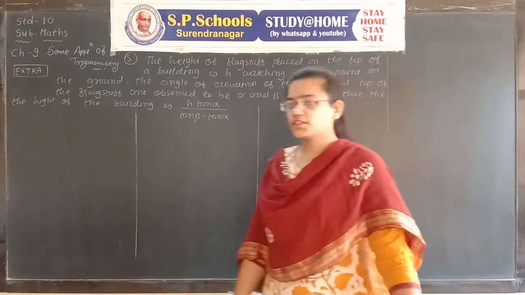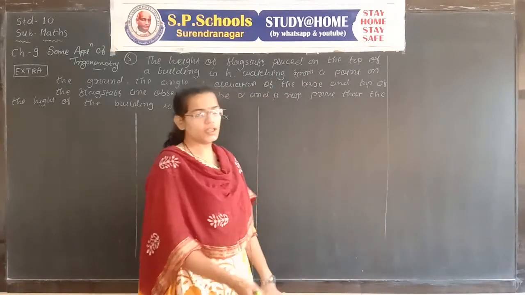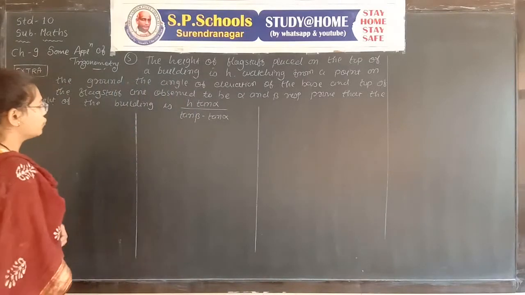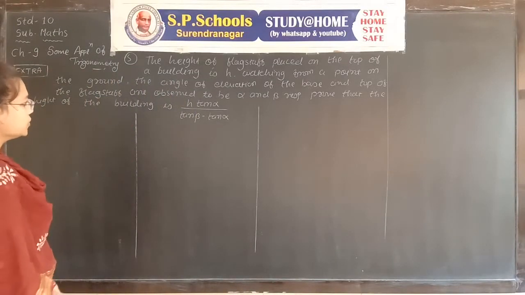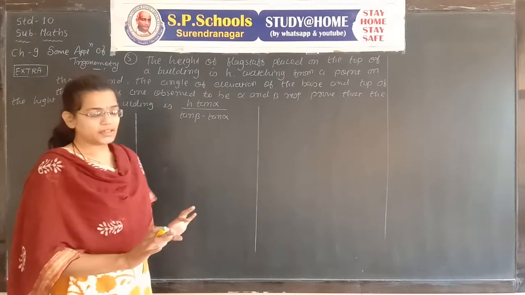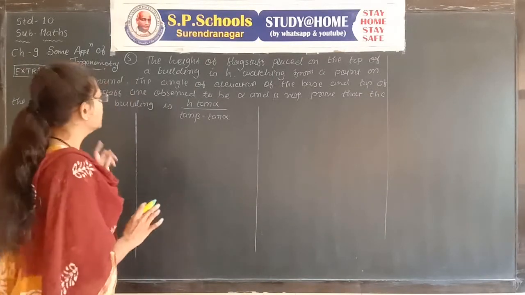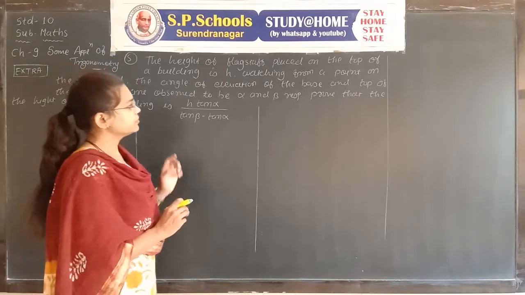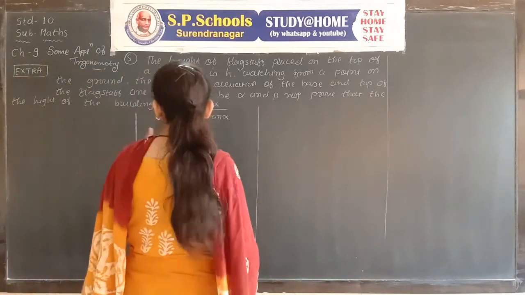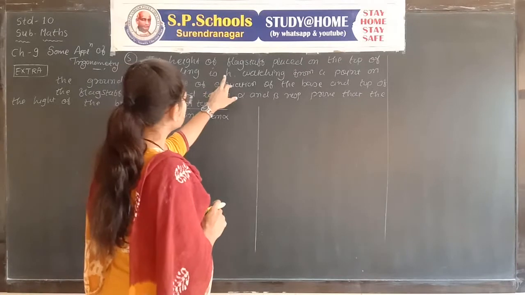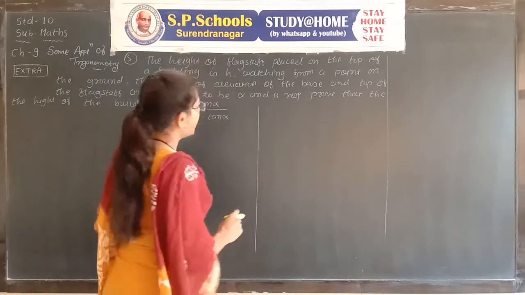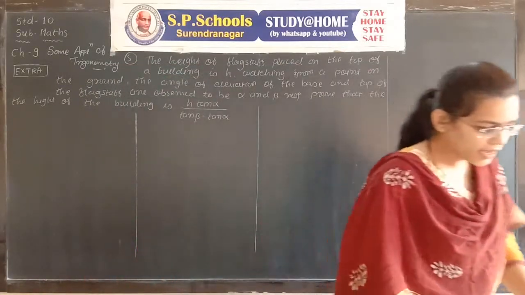Let's see the next fifth number. Fifth number is a sum of 3 or 4 marks. Related sum is not given in our textbook. The height of flagstaff placed on the top of a building is h meter high. The building is h meter high.